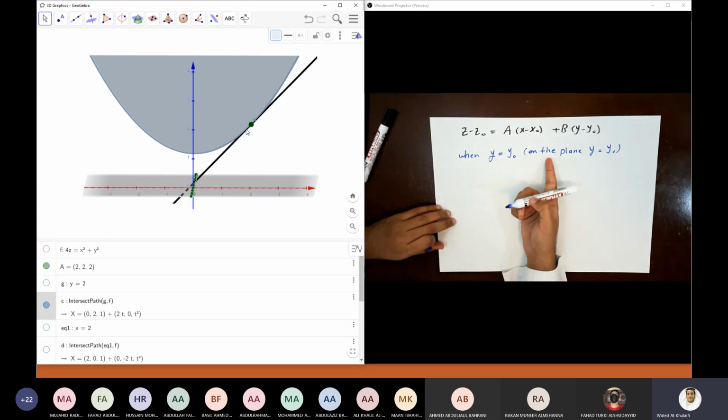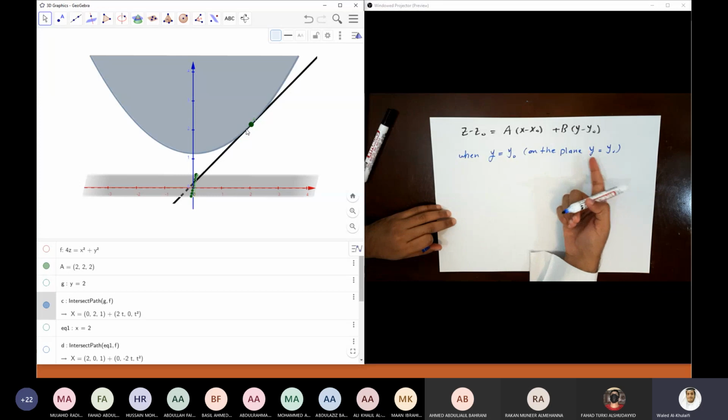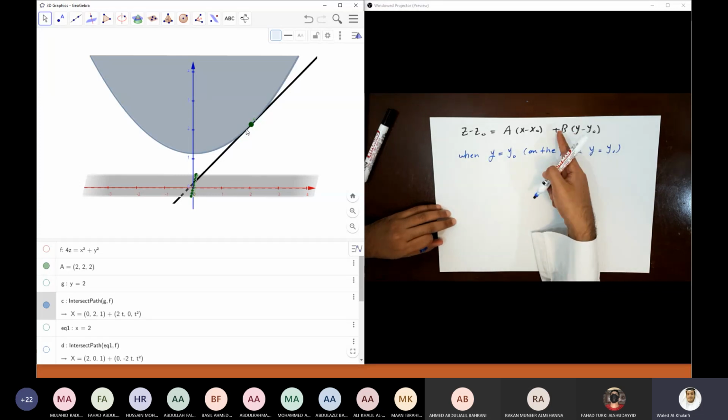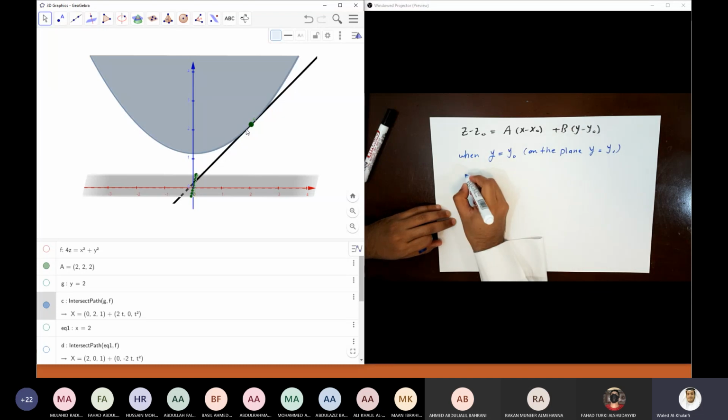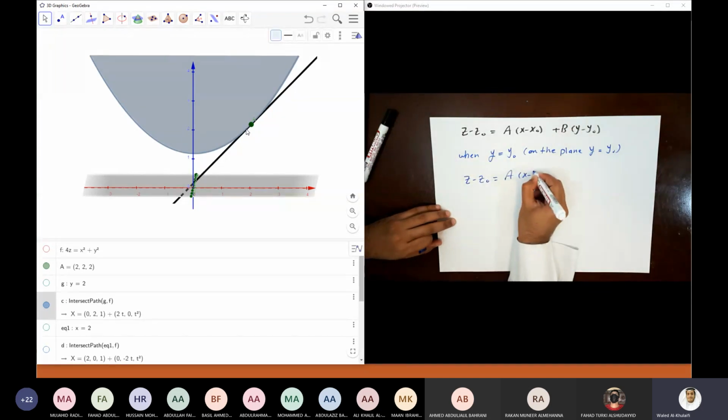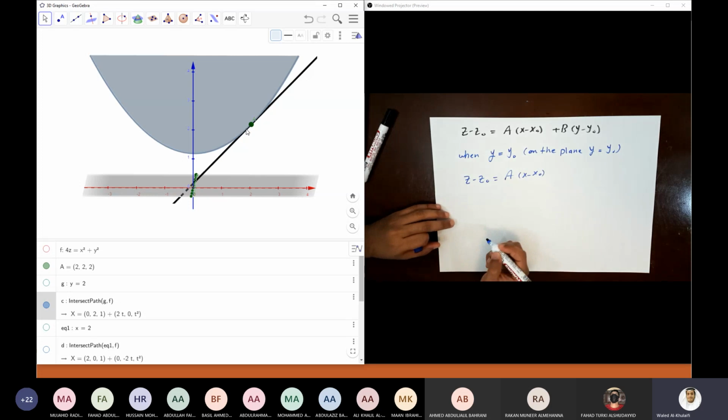Now look at the equation. Let's substitute in the equation and match it with what we are seeing in the program. So let's put y equals y naught. When I put y equals y naught, this term will disappear. So we have z minus z naught equals A times (x minus x naught), right?